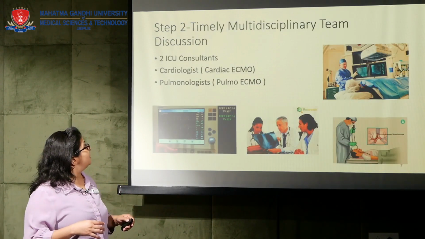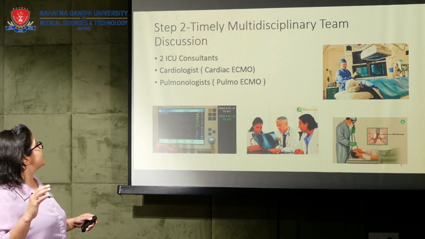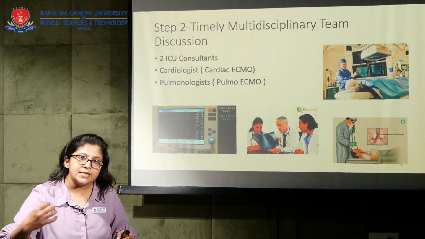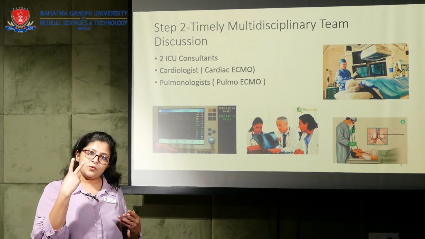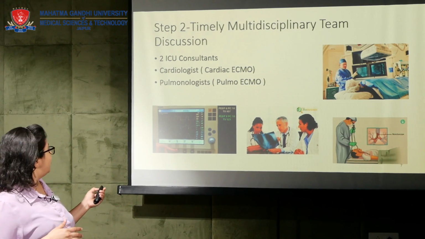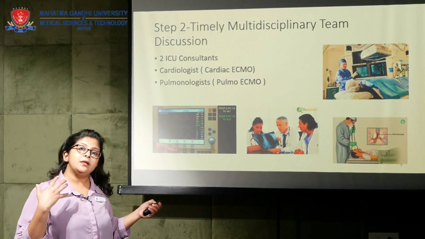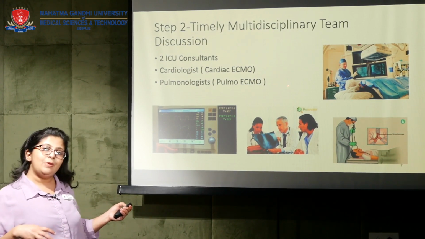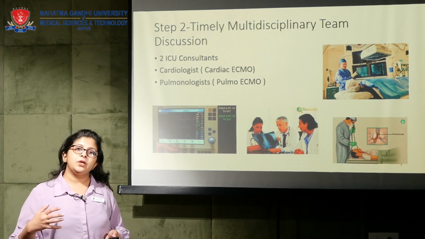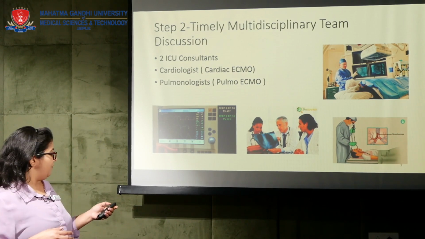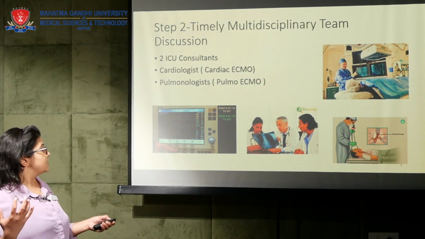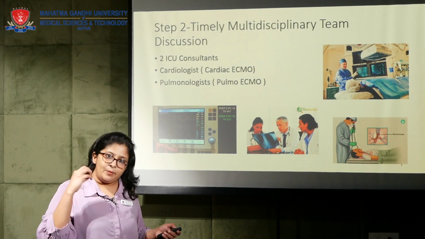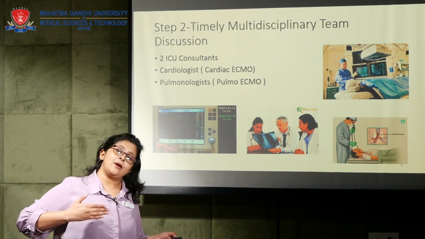Now, step number 2, we need a timely multidisciplinary team discussion. Usually whenever we are in doubt whether ECMO is needed or not, there is a team of 2 ICU consultants, and we also involve the cardiologist if there is a need for cardiac ECMO, that is for acute heart failure, and the pulmonologist team whenever we have a patient needing pulmo ECMO, right? So we have a multidisciplinary team meeting with the different specialities, and we want to make sure that whatever treatment methods can be offered to the patient before ECMO have been offered.